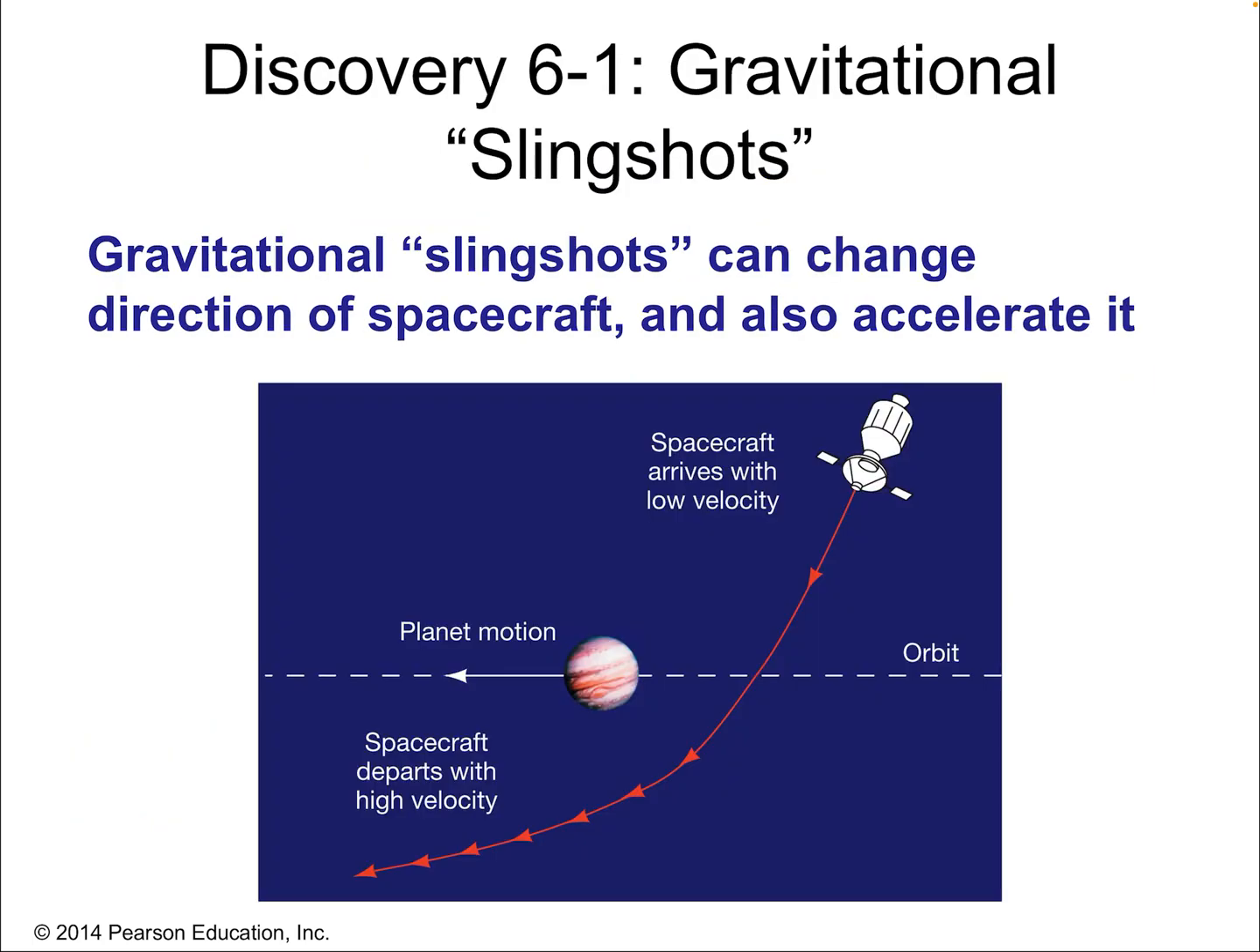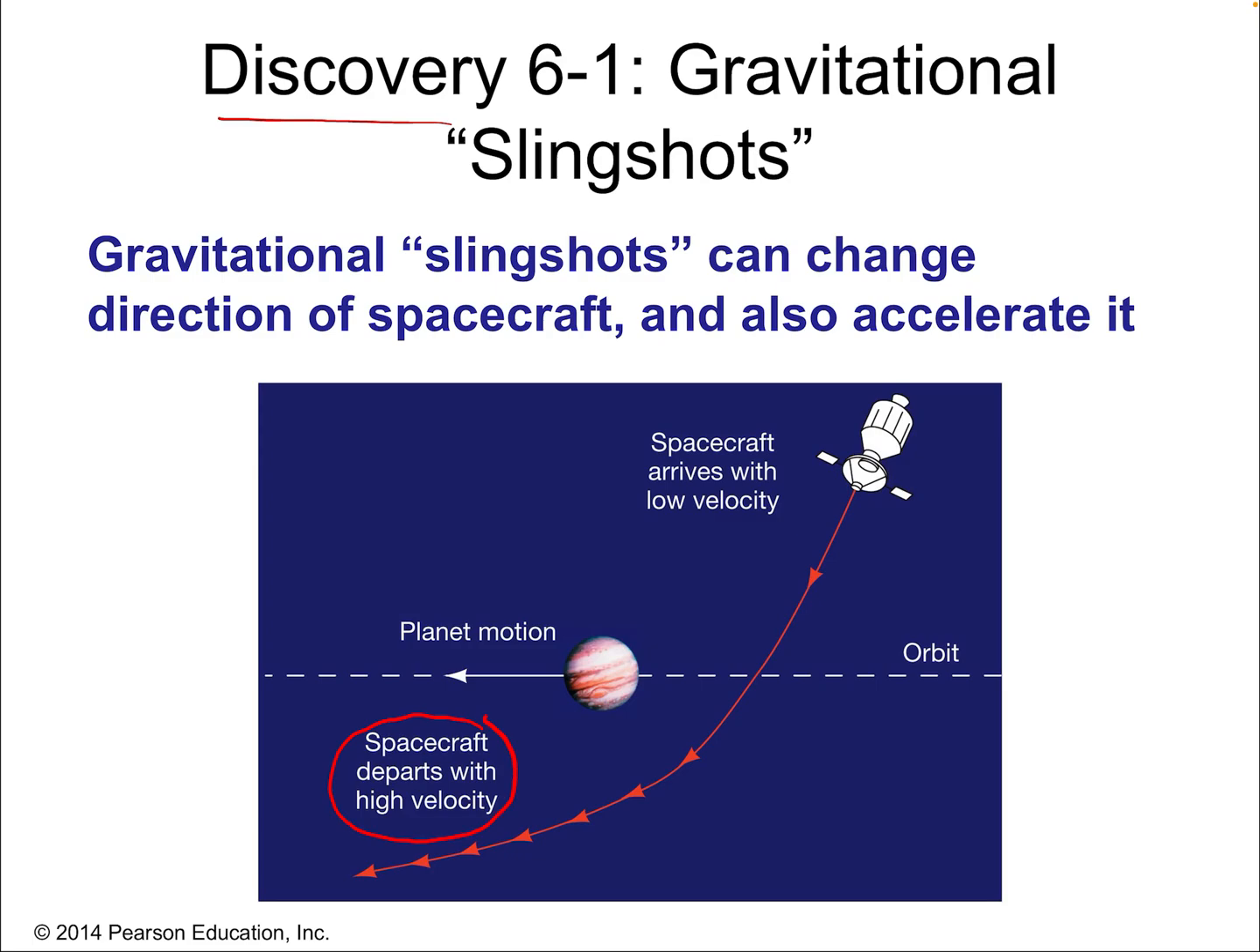So here's a little side note, discovery, okay? Gravitational slingshots, what the heck is that? Well, a gravitational slingshot can change the direction of a spacecraft and accelerate it. So the idea is a spacecraft flies close to a planet and then departs with a greater velocity.